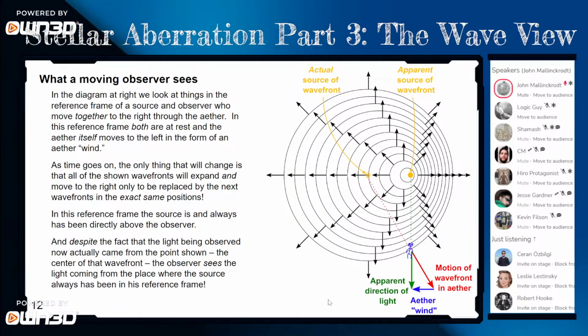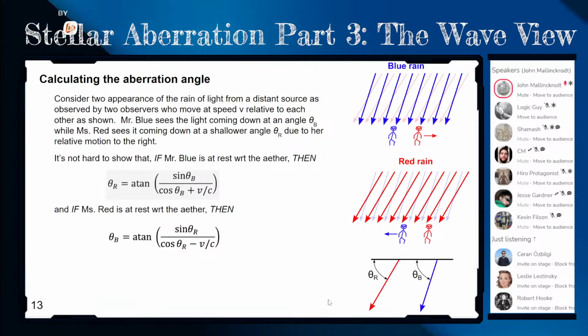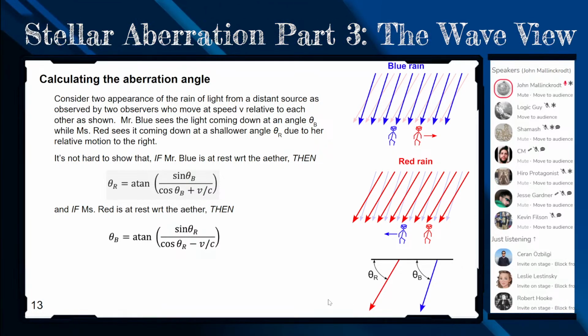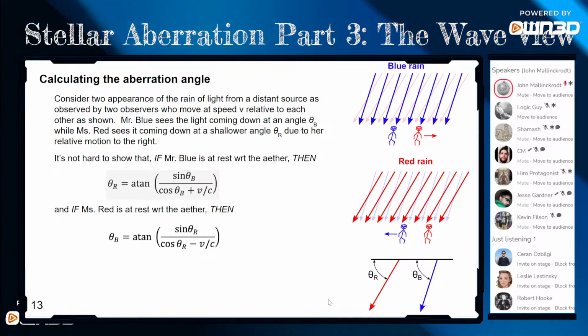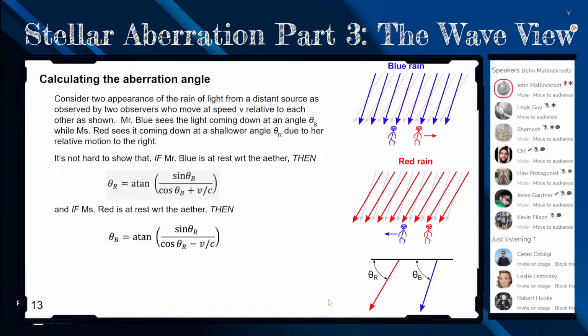So let's move on to slide 13, where I show how we actually do this calculation for aberration. And I'm doing it now in this kind of rain idea. Imagine that I just simply look at two observers. I've got a blue guy seeing light coming. The rain of light just means that this light is coming from a long ways away. This is probably the best way to think about it.